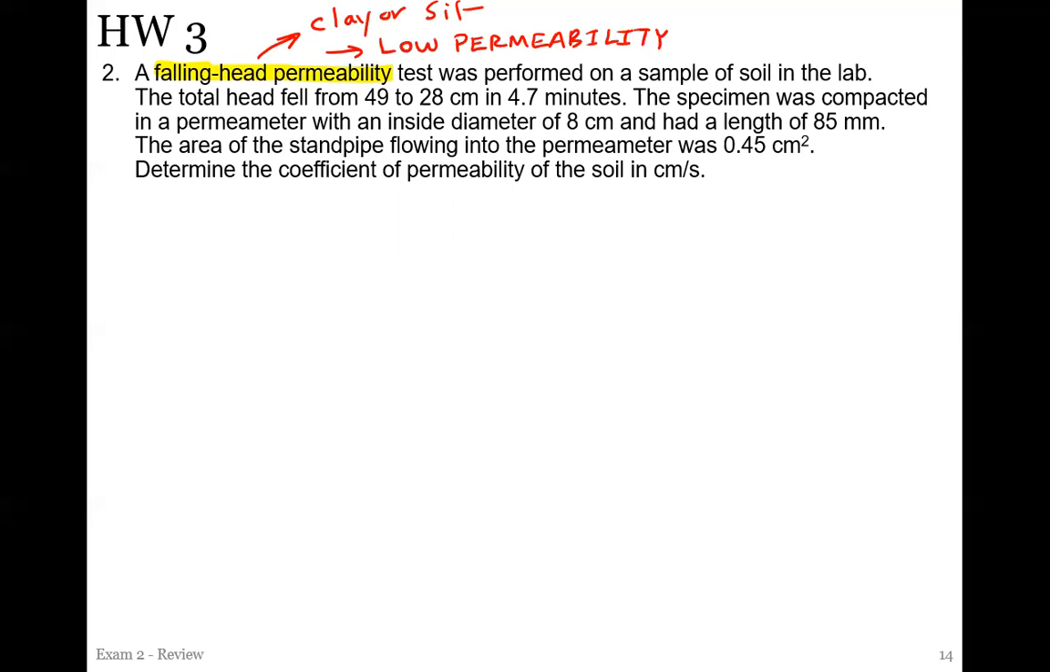Okay, so we're given a bunch of other numbers here. We're told the numbers from the total head, 49 to 28, and the time, and then the specimen was compacted in a permeameter with an inside diameter of 8 centimeters and a length of 85 millimeters. So right off the bat, you're going to have to change units so they're all the same. And the area of the standpipe flowing in the permeameter is given to you. So we're asked to determine the coefficient of permeability of the soil in centimeters per second. So our falling head equation is this one right here, and you will not need to memorize these, so don't worry about that.